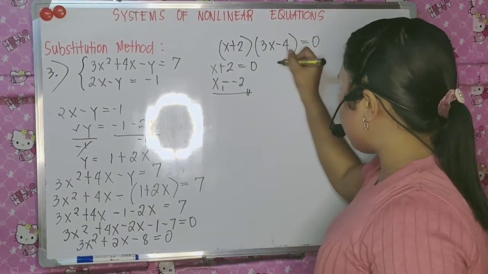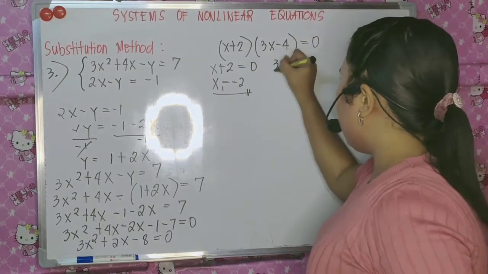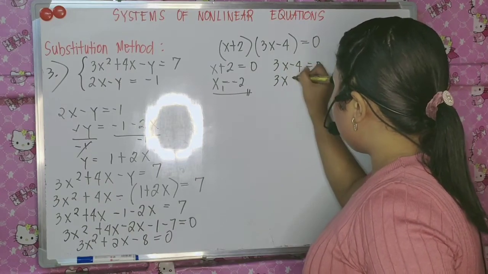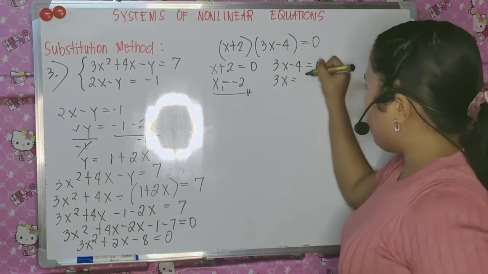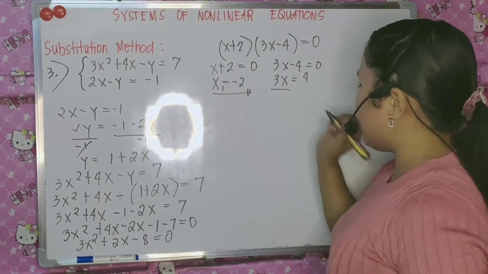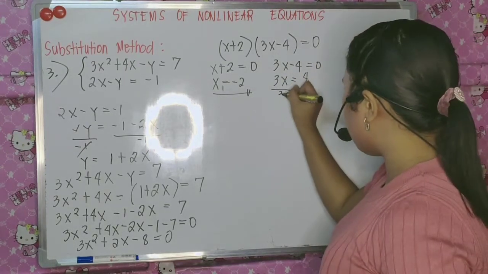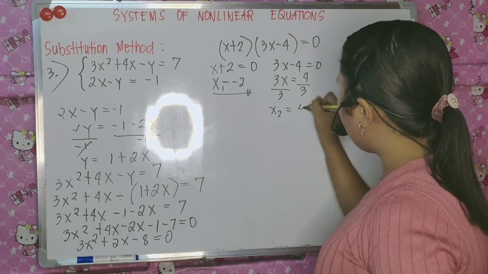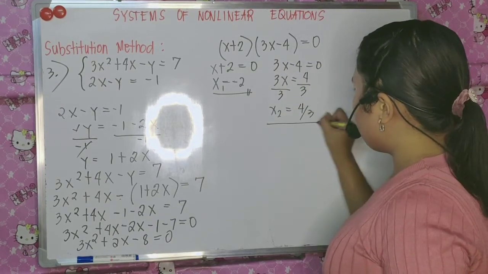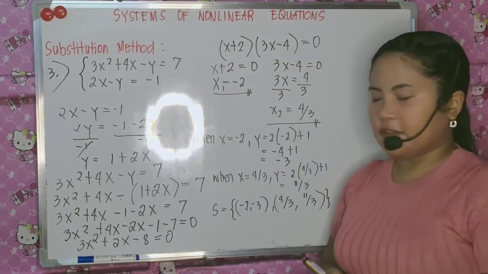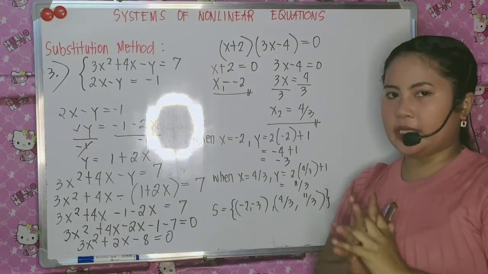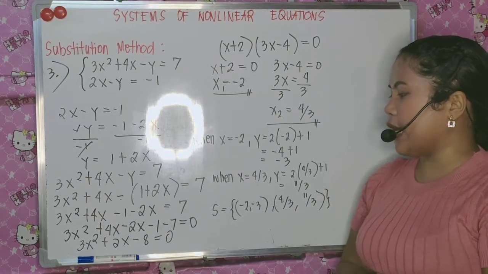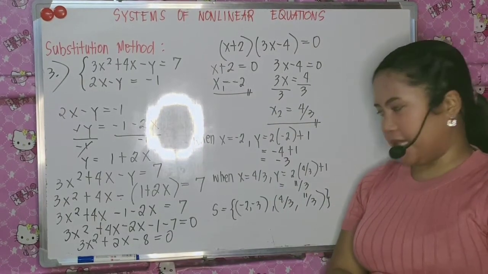Next is, second value for x natin, 3x minus 4 equals 0. So, 3x, transpose negative 4, magiging positive 4. Then, since may katabing 3 yung x, so, divide natin siya both sides by 3. So, our x sub 2 now is 4 thirds. Okay? So, ayan. Okay, so let's find the value for y. So, kung mayroon tayong 2 value for x sub 1 and x sub 2, therefore, meron din tayong value for y sub 1 and then y sub 2.